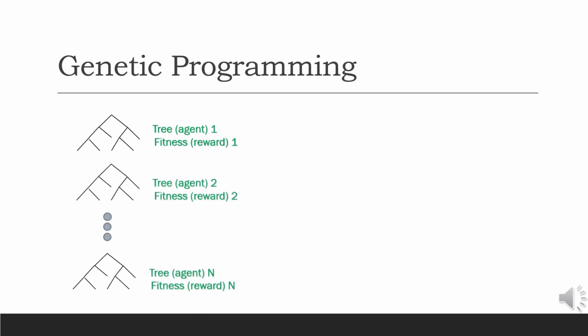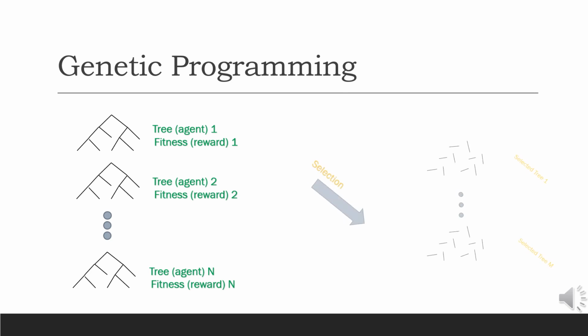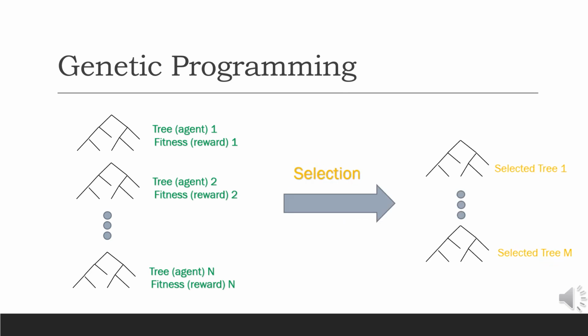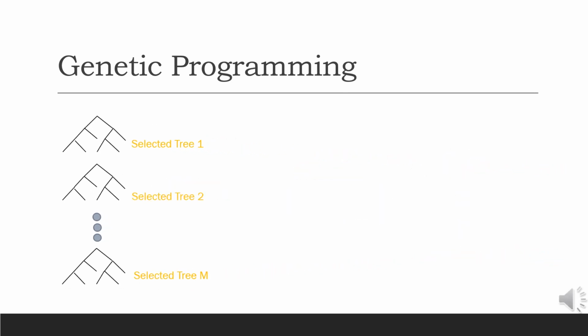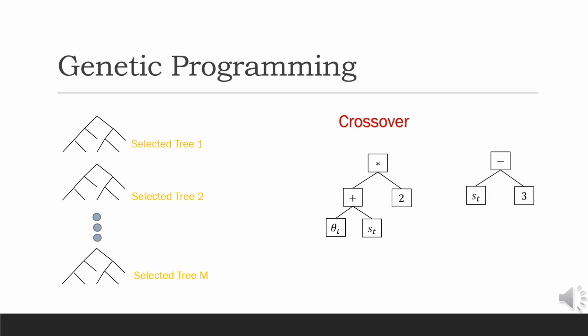After evaluating the entire population of possible solutions, a few of them are selected based on their fitness. These selected individuals are transformed through mutation and crossover. For example, mutation can be done by simply changing part of the tree with a random operation or variable. Crossover can be done by exchanging parts of two trees.